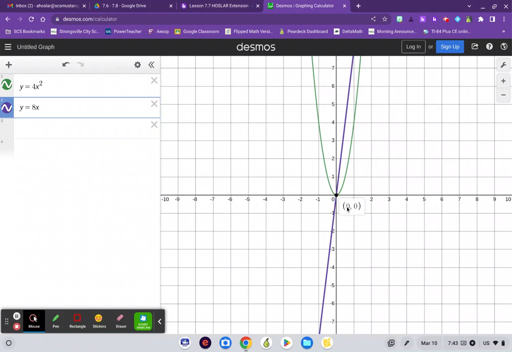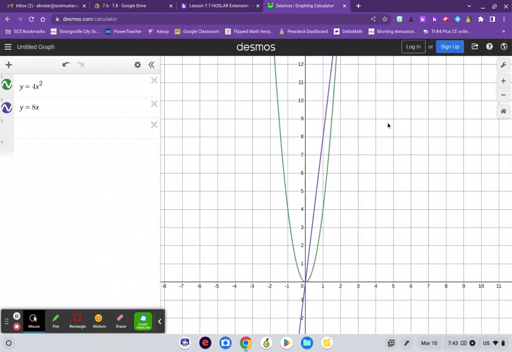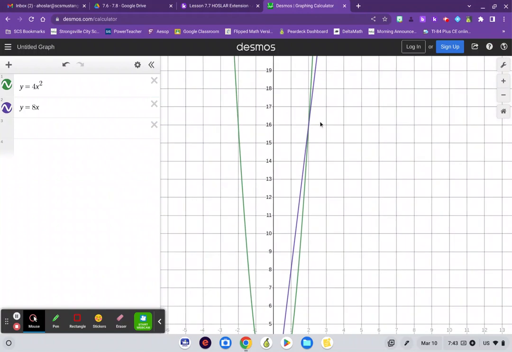When x is 0, I'm going to have equal values on both sides. I'm going to get 0 on both sides. So that should make sense. If I do 4 times 0 squared, that's 0. And if I do 8 times 0, that's 0. So yeah, I get an equal equation. I got to kind of move this, though, to get the other one. So let's see. This answer is 2, 16.